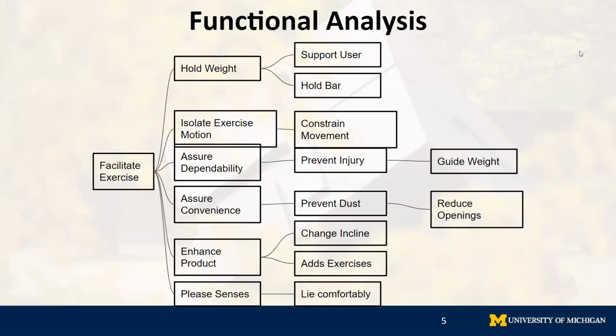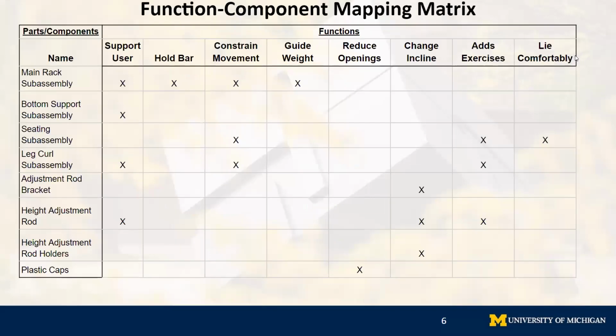Going to the functional analysis, the exercise weight rack would be able to facilitate exercise by supporting the user, holding the bar, guiding the weight, and reducing openings. It must also be able to change the incline and add exercises, and the user must be able to lie comfortably.